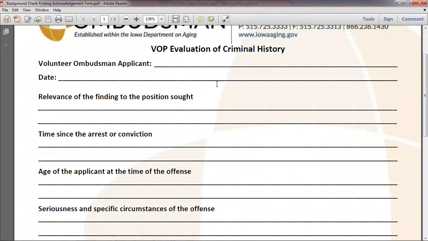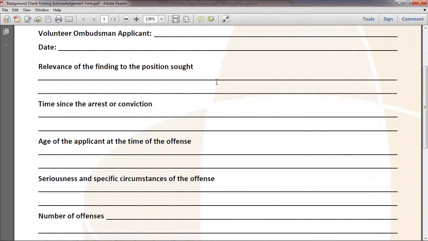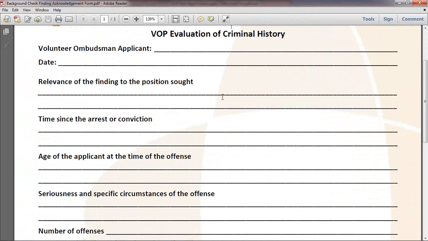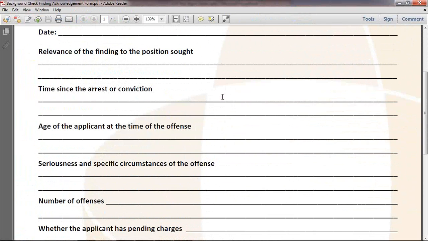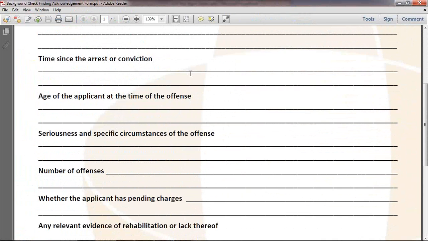If they do have a finding, this is the evaluation form we use to say they either can serve in the program or they can't, and here's our rationale. So this is just a part of our background check policy. So we look at what was the finding? Is it relevant? How long has it been?